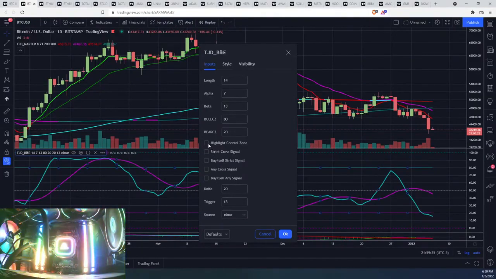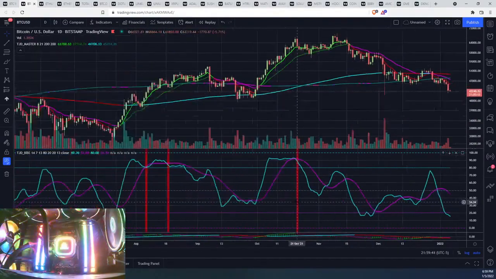Trade responsibly. But next we have our strict cross signal. So now I'm going to turn on the strict cross signal, and we'll see that there are much fewer of these.